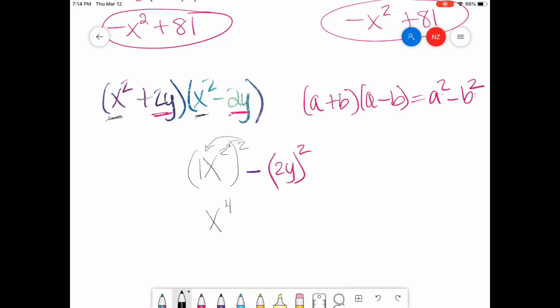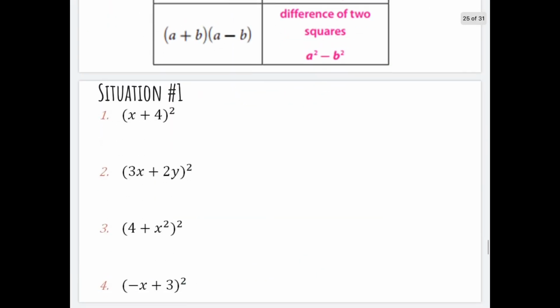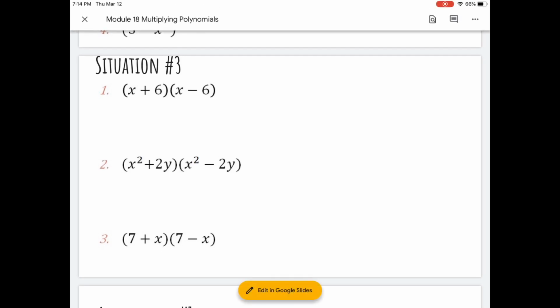Okay, so then I have to carry that power of 2 to this 2 and the power of 2 to the y. So that's going to be minus whatever 2 squared is and then y squared. If I simplify and clean that up, I have x to the power of 4 minus 4y squared. Okay, so take a look at these examples here for situation number 3. See if you can work them out and let me know if you have any questions.